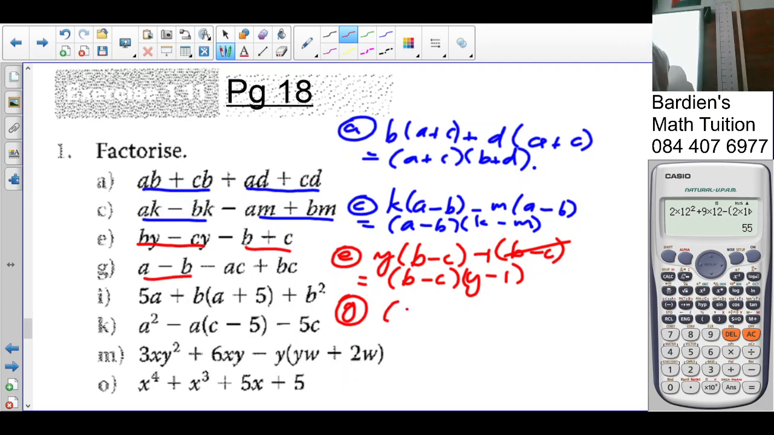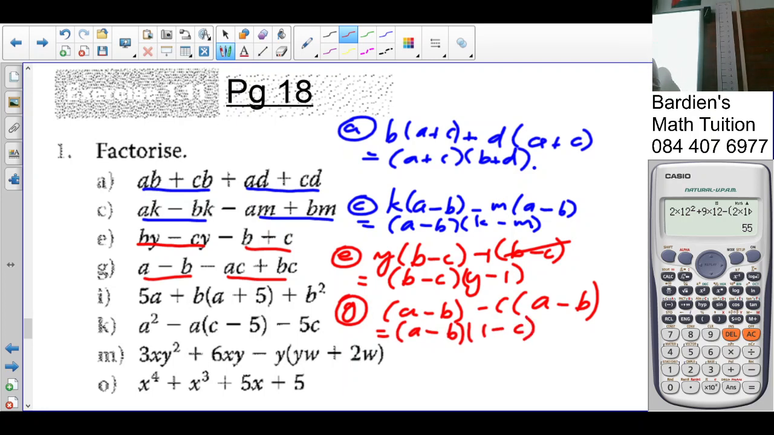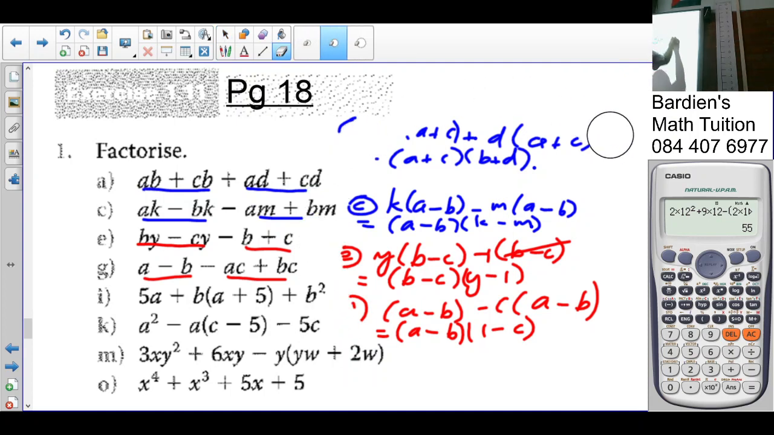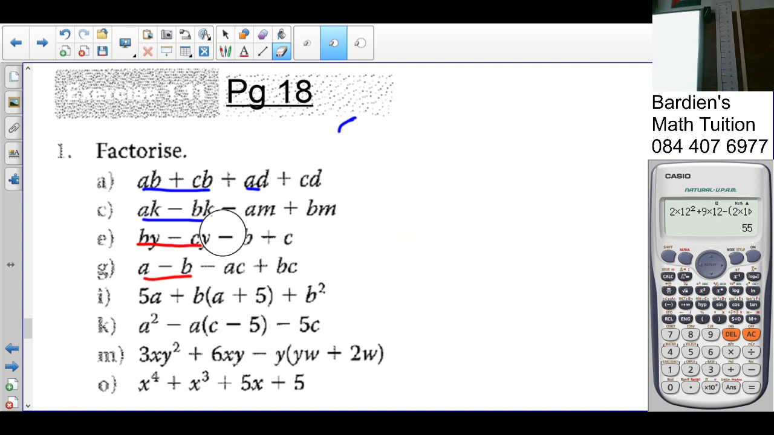Nothing happening there, so it's just A minus B. Yeah? Negative C as a common factor. And I'm left with A minus. You will agree with that? And A minus B is a common factor. And then left with 1 minus C. Any confusion thus far? No confusion. Okay? Where do we stop? G.